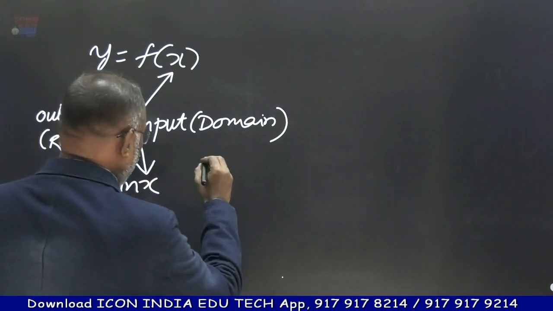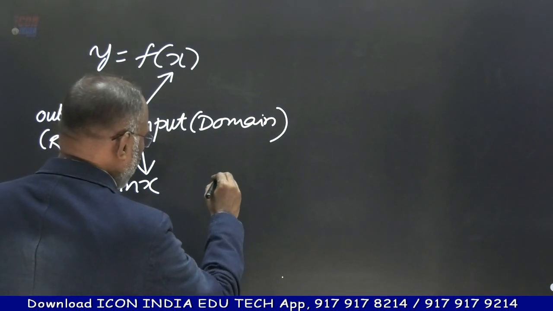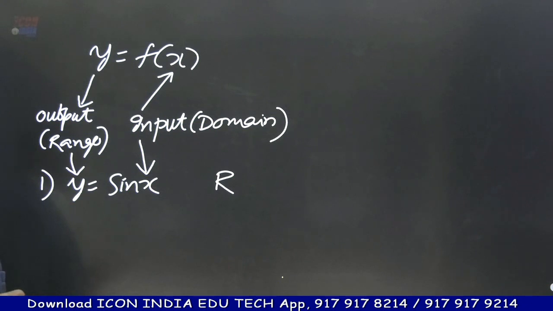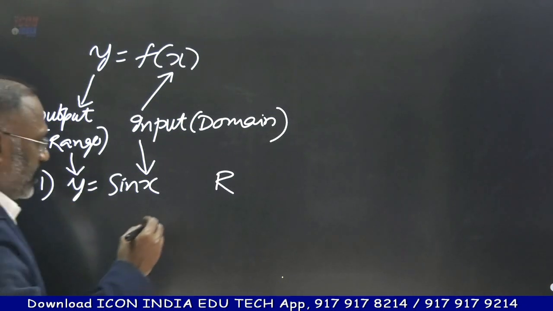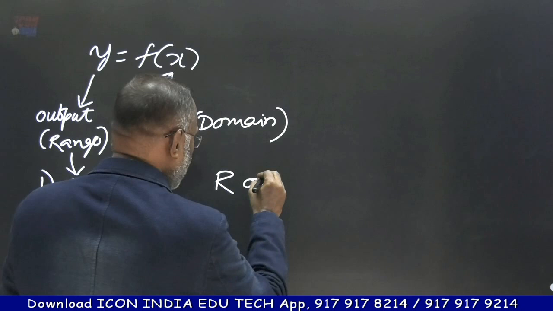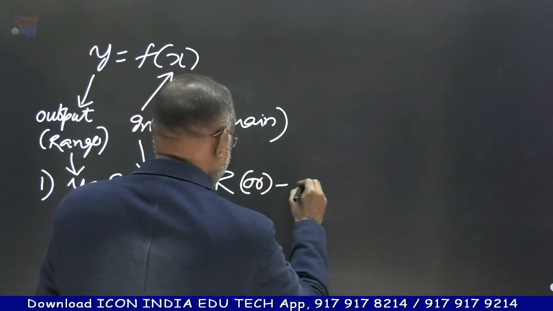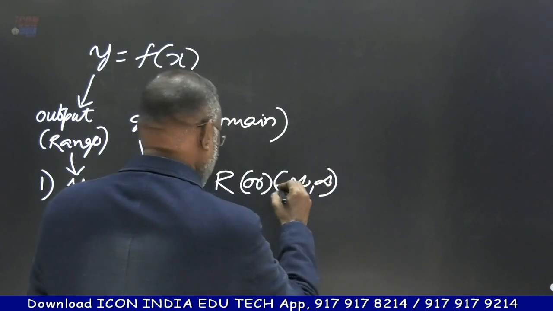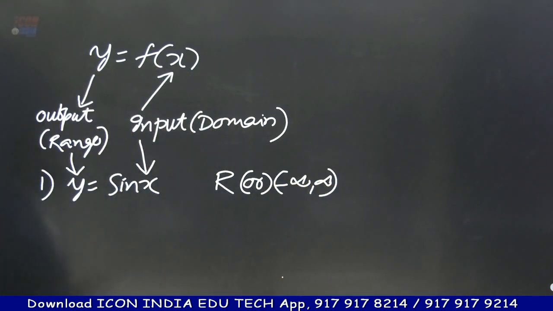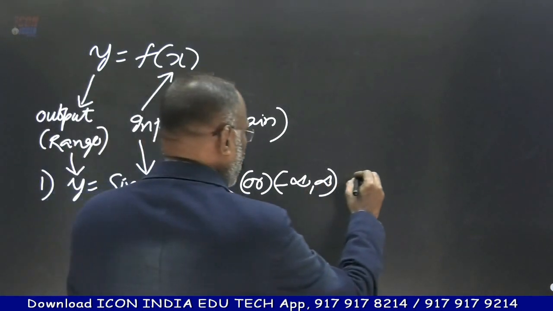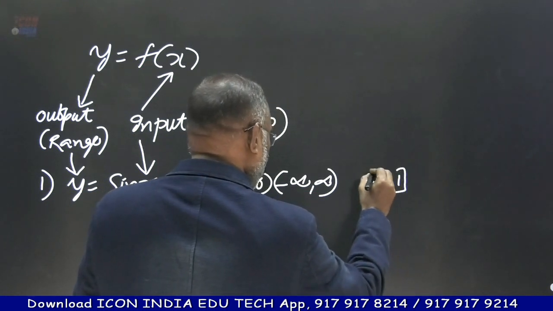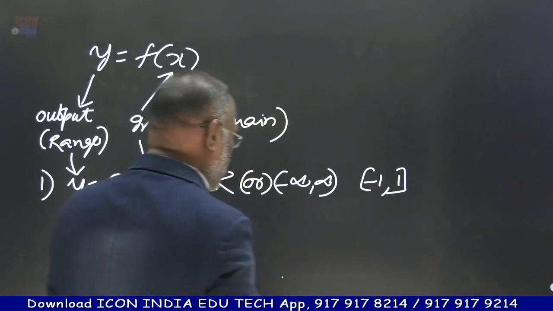That is, the domain part is x. You can simply say it is the set of real numbers, which means minus infinity to plus infinity. Both are same. That means sine x accepts every real number you give. That is, the domain of the sine function is minus infinity to plus infinity. Then what should be the range of it? There is a restriction for this: minus 1 to 1.